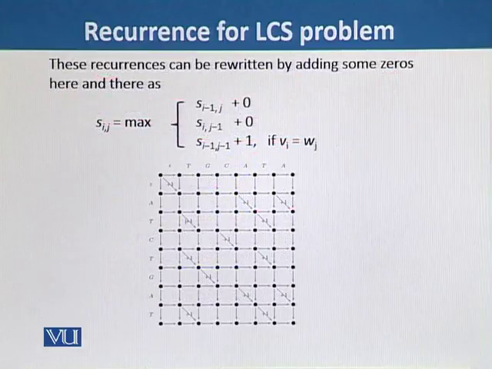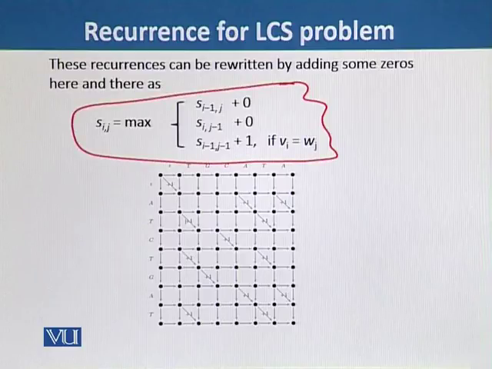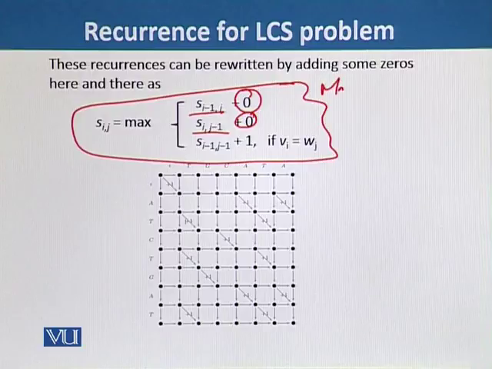Similarly, we can see that this is the same equation we have seen, but the only difference is that we have added a 0 after this equation and this equation. Otherwise, the equation is almost identical. The reason we added the 0 is that the recurrence for the LCS computation is like the recurrence we have already seen in the Manhattan problem.